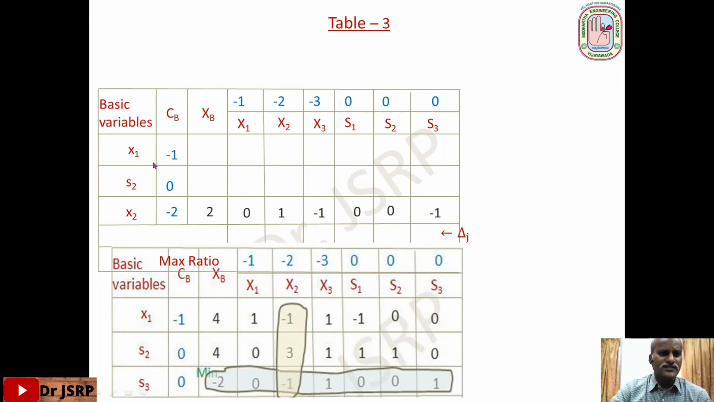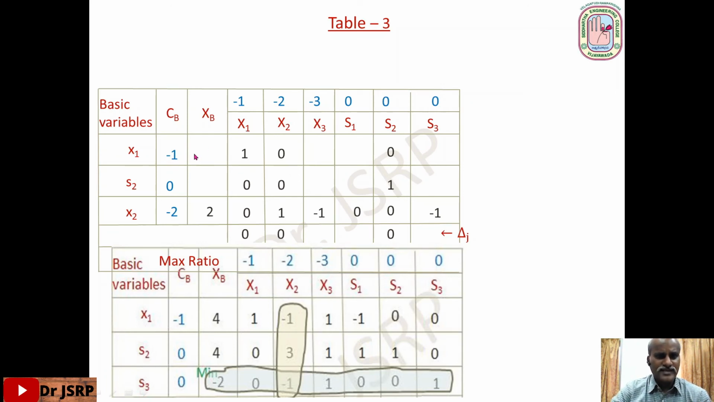Next, fill the basic variable columns. X1 column, first place 1, remaining 0 and delta J 0. S2 column, second place 1, remaining 0 and delta J value 0. X2 column, third place 1, remaining zeros and delta J 0.